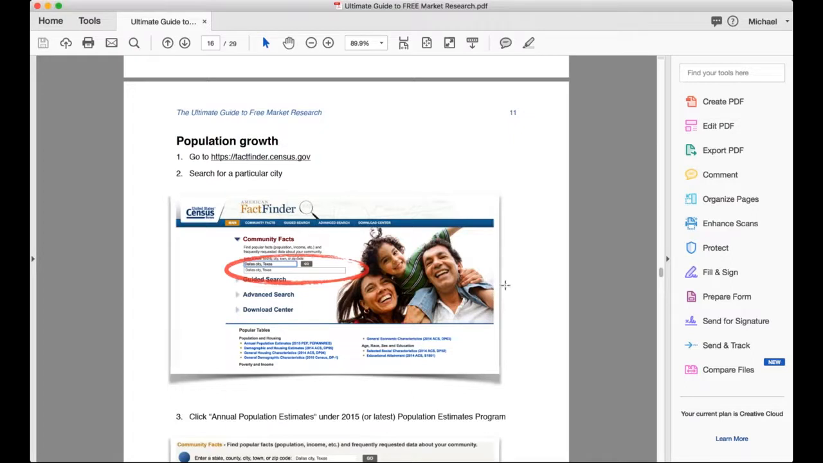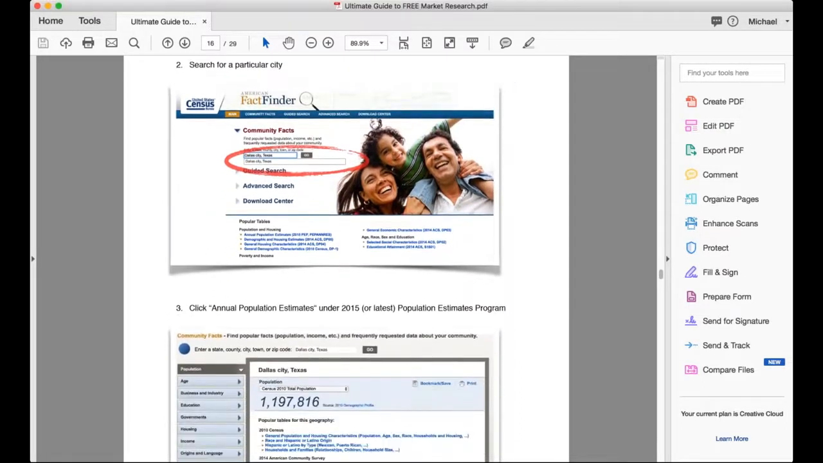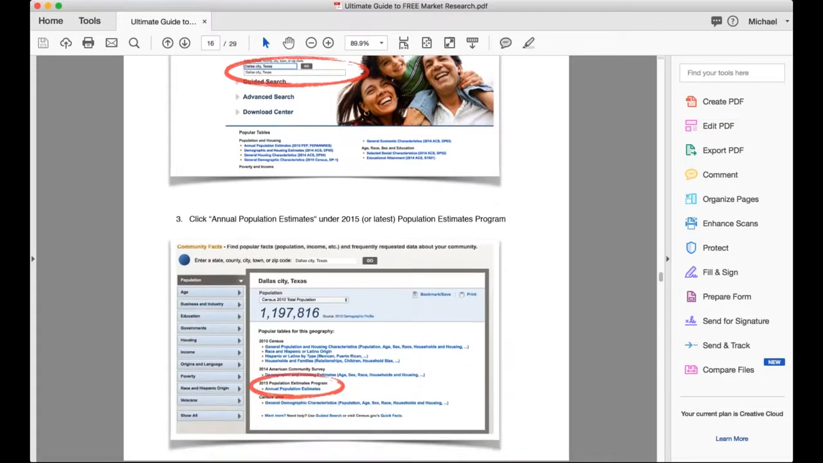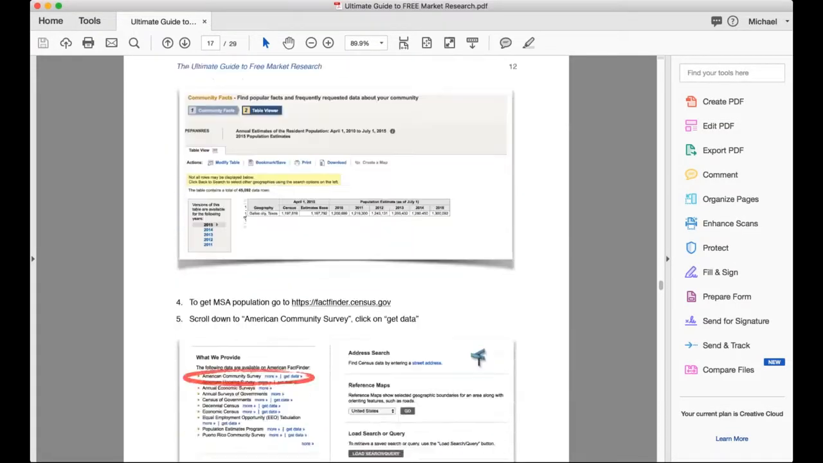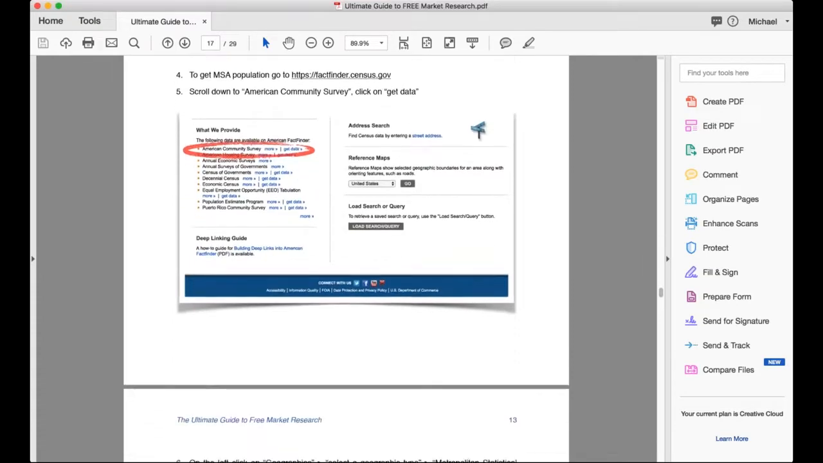Again, I walk you through step by step how to search for a particular city using the fact finder on the census.gov website. Again, this is all just detailed instructions on exactly where to go. Community survey data.